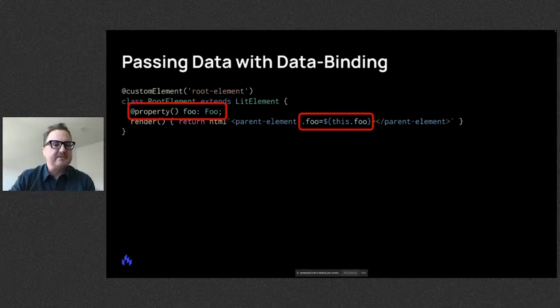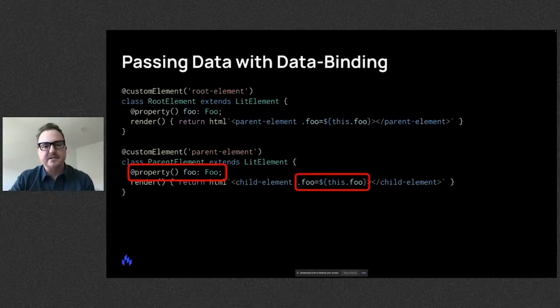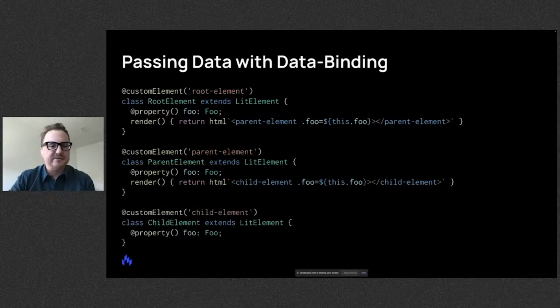And then we need to pass that down to the parent element, which is the element in the middle of the tree. Then we have to implement the parent element. In the parent element, we need a reactive property for foo so it can receive the binding. And then we need to pass it on to the child. Finally, in the child, we need to have a reactive property to receive that value. So you can see that every element in the middle of the tree, this parent element here, needs to have a value defined for this reactive property and to pass the value on.